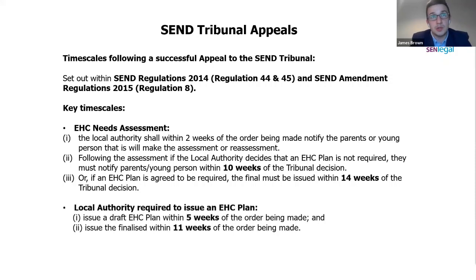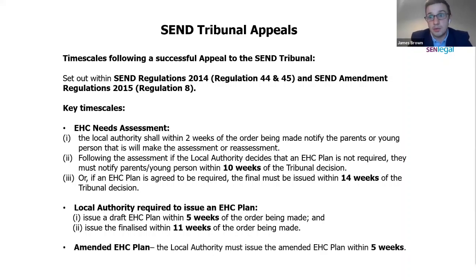For a refusal to issue appeal, the local authority must issue a draft EHC plan within 5 weeks of the order being made. Secondly, within 11 weeks of the order being made, you must be presented with a finalised EHC plan. Looking at the content appeals, your local authority will have 5 weeks in which to amend that EHC plan, and they will then have to give you a finalised EHC plan, and your legal right for that provision to be in place is then in place at that point, once the finalised EHC plan is issued.